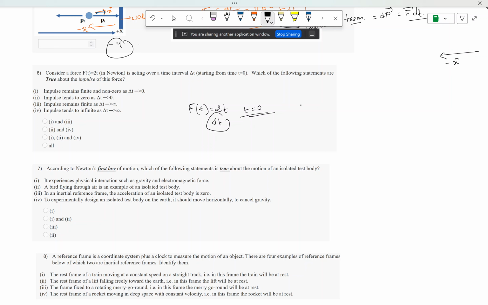You know that the formula of impulse is dp equal to F dt, equal to 2t dt. So basically you are integrating from t equal to 0 to t equal to delta t, right?